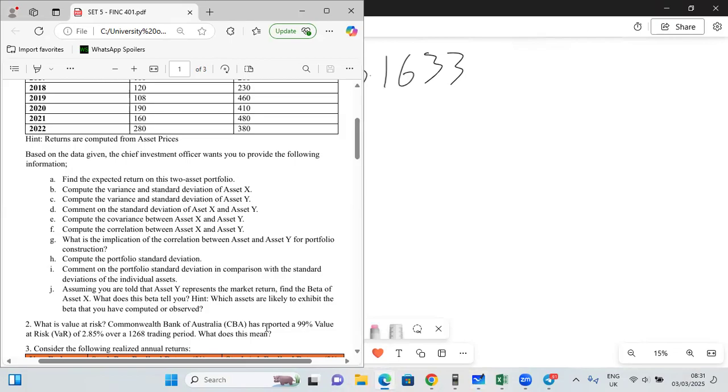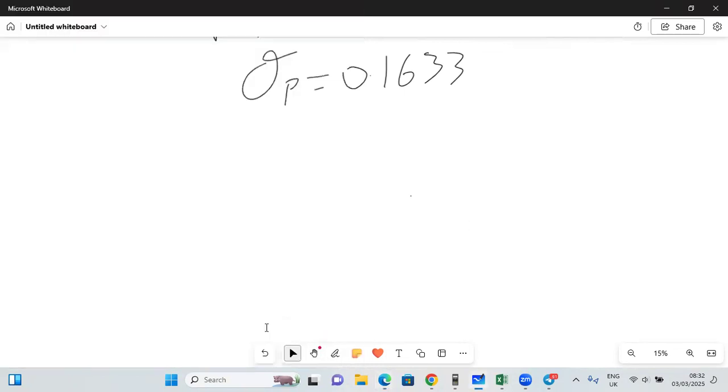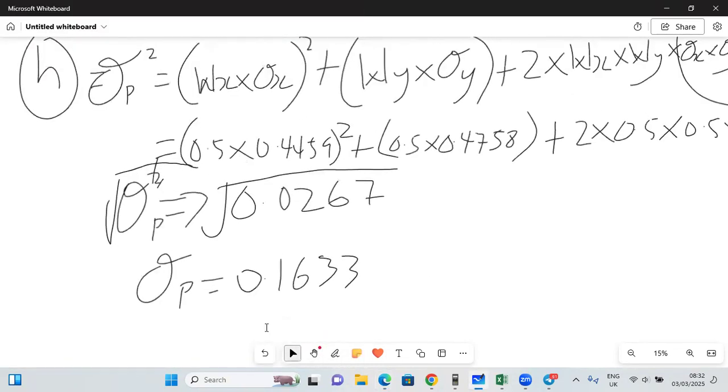So we can see that when the assets were individual, their risk was 0.4459 and then 0.4758, which is actually higher than 0.1633. So you can see that when you put both of them in a portfolio, the risk is lesser as compared to you investing in them separately, right?